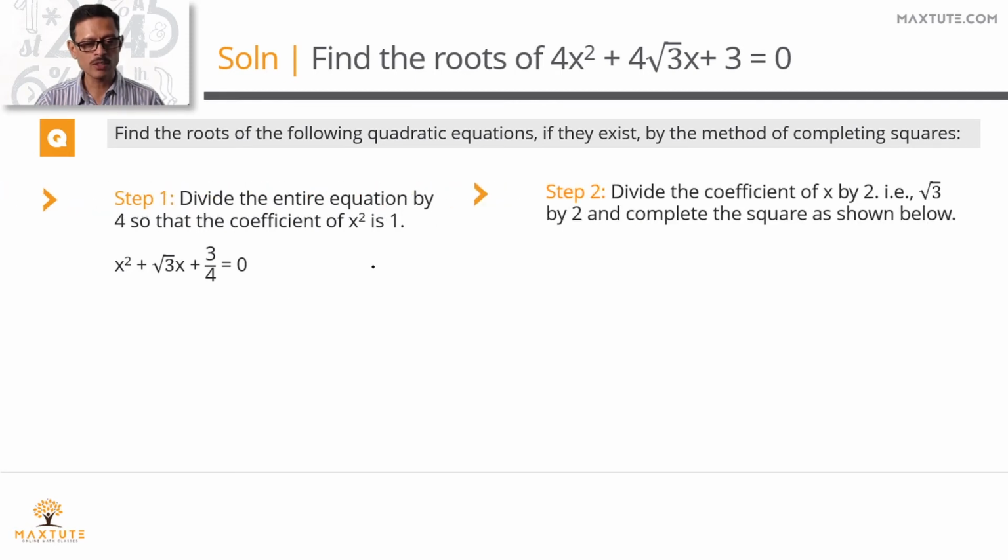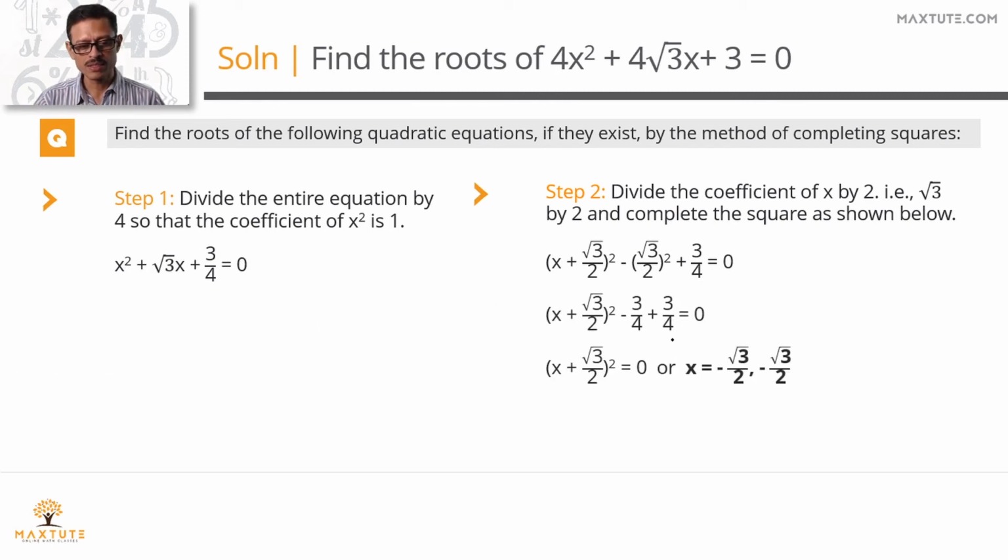Step 2, pick the coefficient of x, which is root 3, divide it by 2. You'll get a value which is equal to root 3 by 2. Complete the square as x plus root 3 by 2 the whole square minus root 3 by 2 the whole square plus 3 by 4. Now expand this term. This is going to leave us with a minus 3 by 4 and a plus 3 by 4 which already existed in the equation. Therefore, x plus root 3 by 2 the whole square equals 0. Values of x are minus root 3 by 2 and minus root 3 by 2.